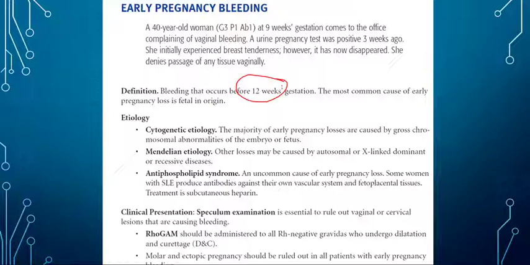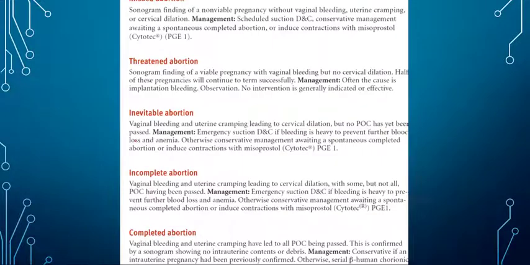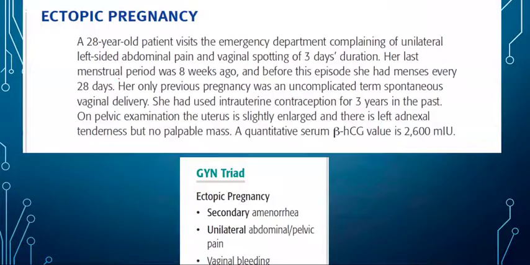The most common cause of early pregnancy bleeding or miscarriage is fetal chromosomal abnormality. Apart from that, there are some other causes like antiphospholipid syndrome and maternal infection. A lot of causes are there, but the chromosomal cause is the most common one. Now, let's go through how these miscarriages present. Most common is threatened miscarriage.